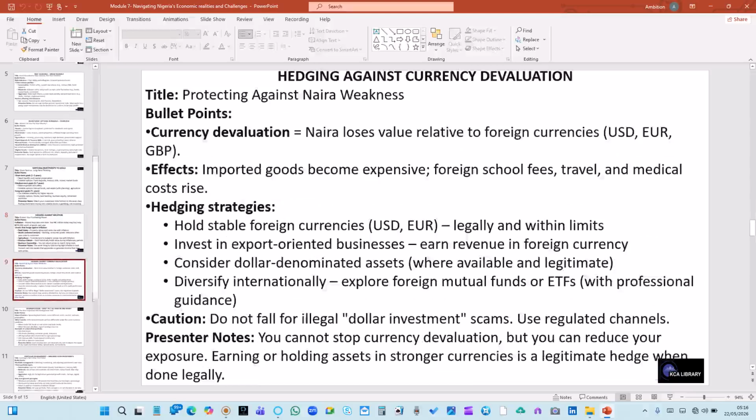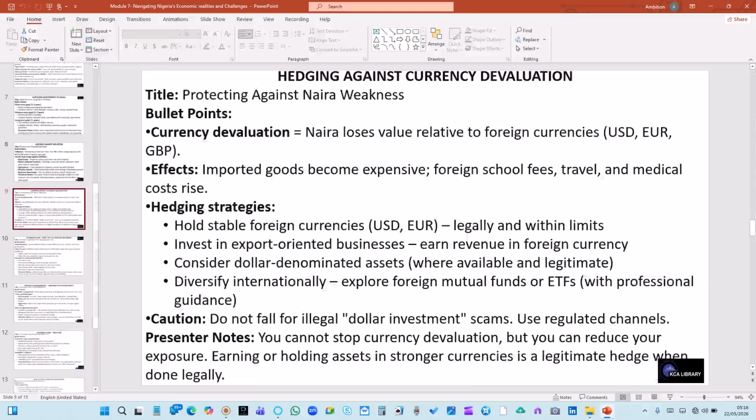Now let us look at hedging against currency devaluation, what you can do when the currency begins to devalue. That is protecting against Naira's weakness. Currency devaluation means Naira loses value relative to foreign currency like US dollar, euro, and Great Britain pounds. The effect is that imported goods become expensive, foreign school fees increase, travel and medical costs rise.